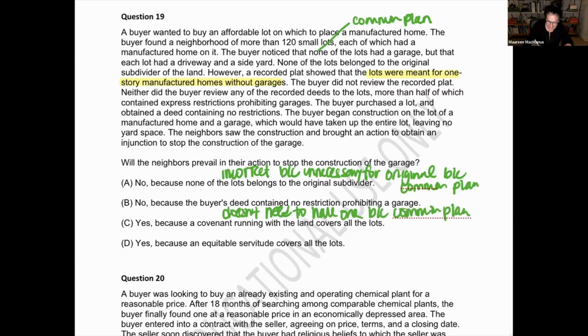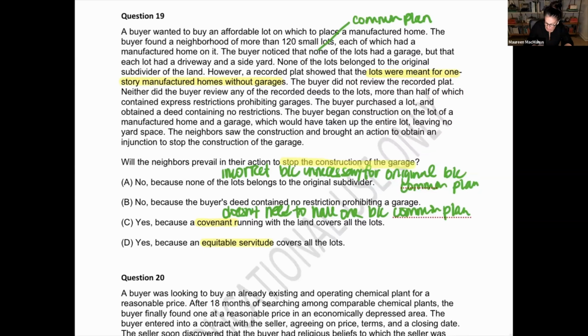So the difference between C and D here is just a word. Yes, because a covenant running with the land covers all the lots, or yes, because an equitable servitude covers all the lots. What's the remedy they're seeking here? A covenant is monetary damages, and an equitable servitude is an injunction. They want to stop the construction of the garage. So D is our correct answer.